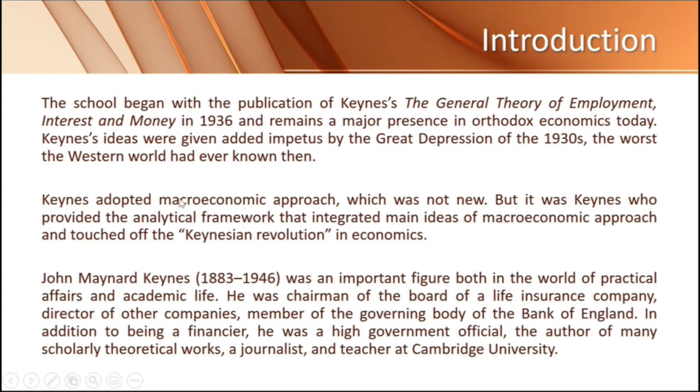Okay? So Keynes adopted a macroeconomic approach. Later on, you will see that one of the major principles of Keynesian economics is that they are more focused on the aggregate or macro approach. Right? Then the full name of Keynes is John Maynard Keynes, an important figure, right? He was both a chairman of a life insurance company and director of other companies. He was also involved in corporate, right? A member of the governing body of the Bank of England. He's also one of the important persons in the regulatory side. In addition, being a financier, he was also a high government officer and author of many scholarly theoretical works, a journalist, and a teacher at Cambridge University.